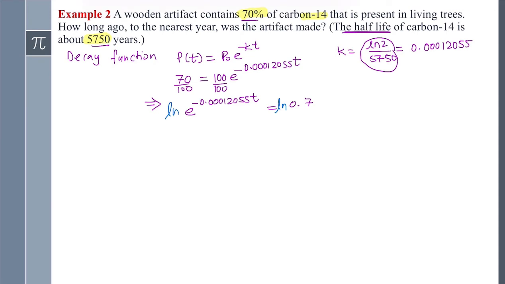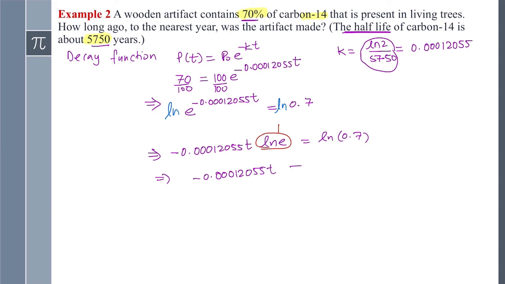When we take the natural log, this exponent comes to the front. So we'll have negative 0.0001255t natural log of e equals natural log of 0.7. Again, we know that natural log of e is 1. So that gives us negative 0.0001255t equals natural log of 0.7.